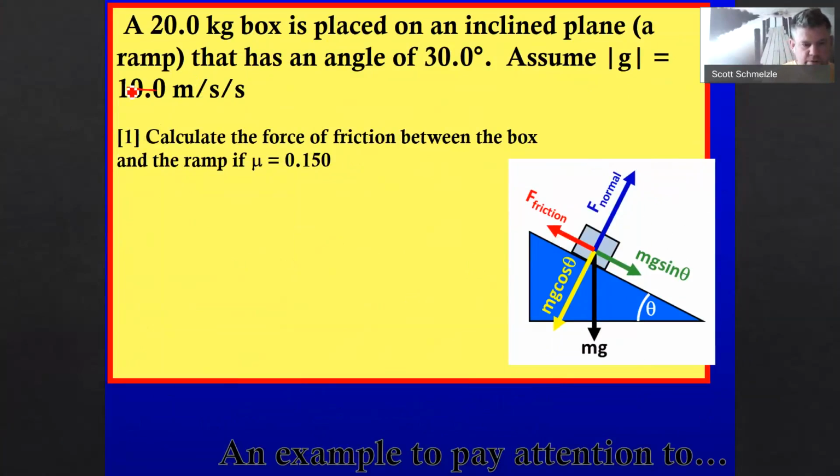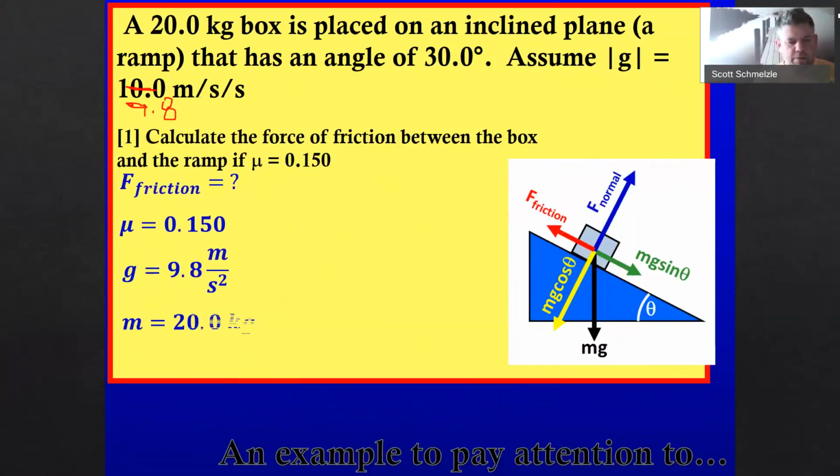I'm going to fix this. We don't ever assume that it's 10. Okay. So we want to calculate the force of friction here. So our force of friction is what we're looking for. We know that gravity is 9.8. We know that the mass is 20 kilograms. Our angle here is a 30-degree angle.